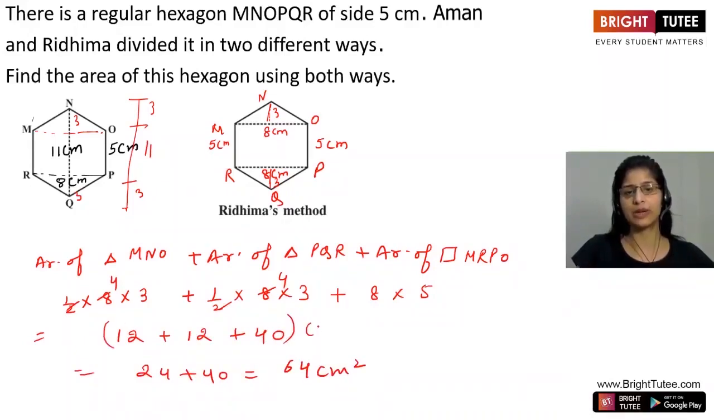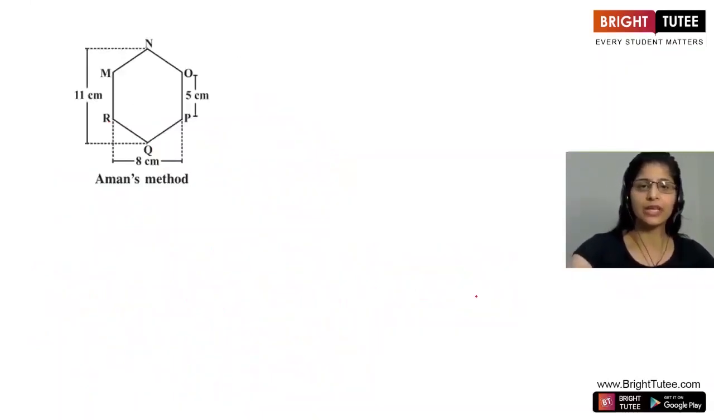Don't forget to put the units at the end when you write the area. So what is the answer? 64 square centimeter is the answer for this. Is that clear? Now we are going to follow Aman's method to find out the area.